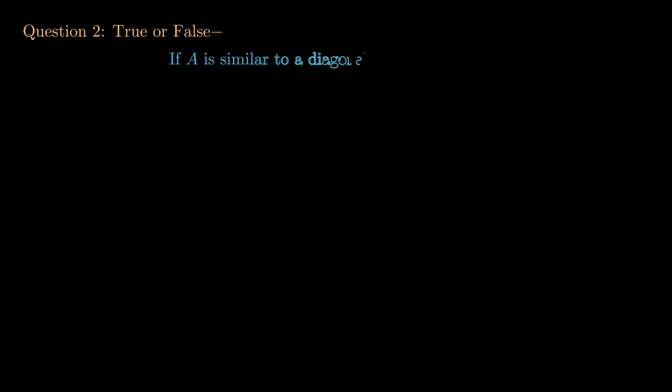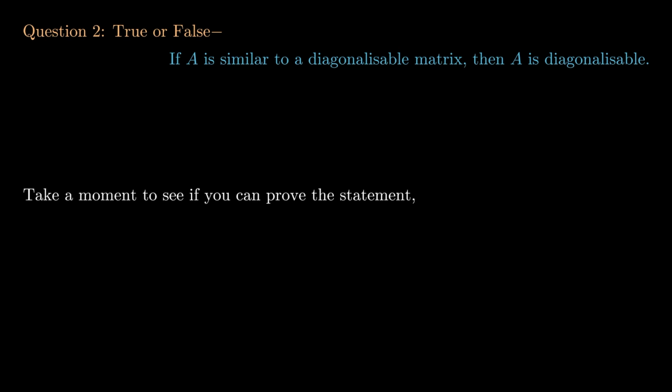If A is similar to a diagonalizable matrix, then A is diagonalizable. Again, take a moment to see if you can prove the statement on your own, or find a counterexample.